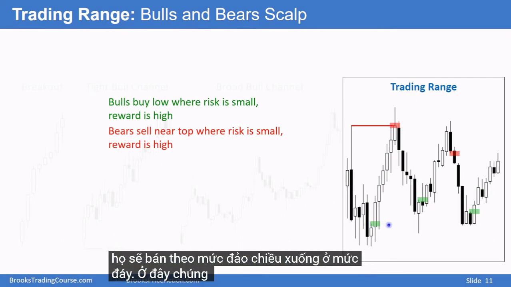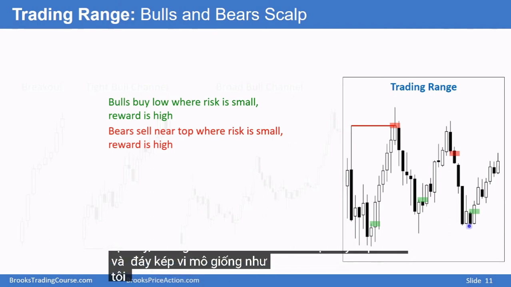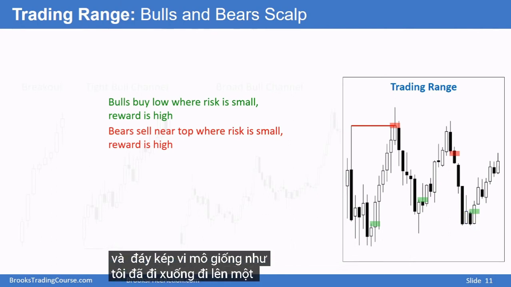At the bottom, here we have a second entry buy. Here we got a reversal up, another double bottom and a micro double bottom. Market went down, up again.